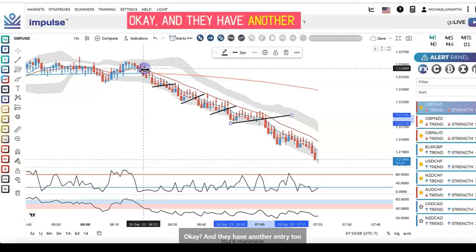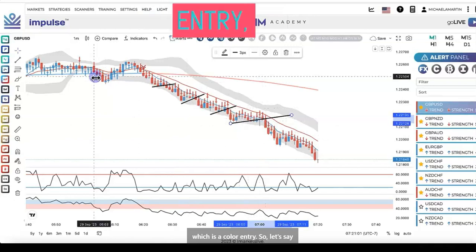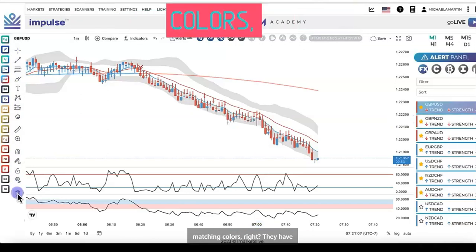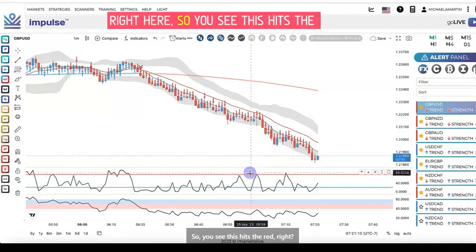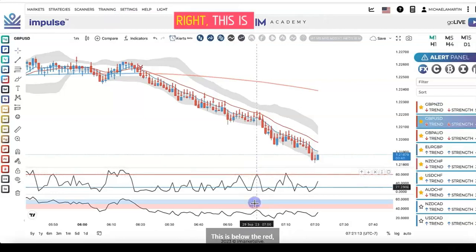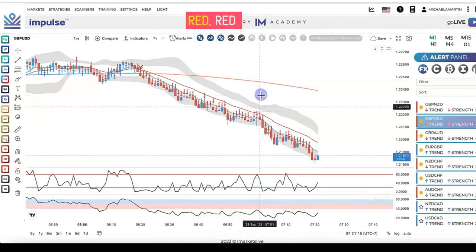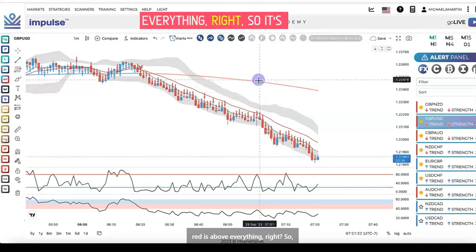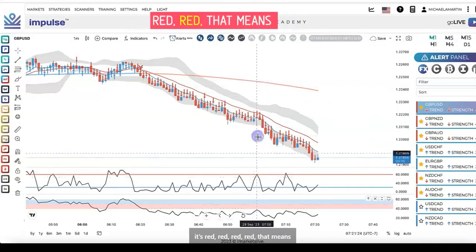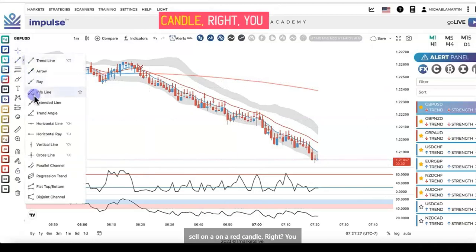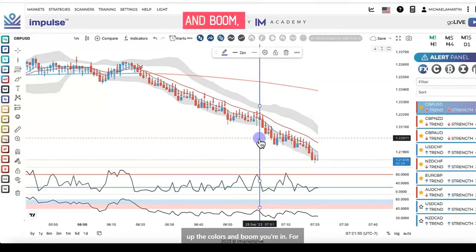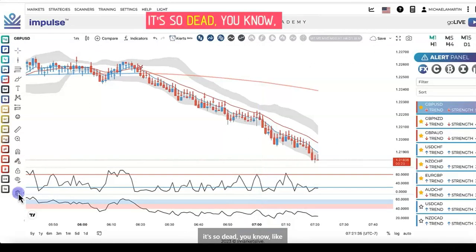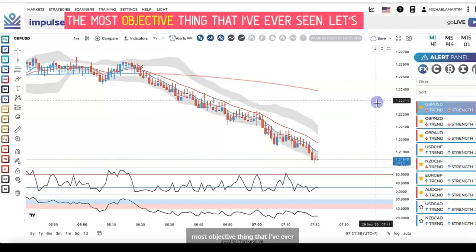Okay, and they have another entry too, which is a color entry. So let's say you don't feel comfortable drawing trends, or you just feel better matching colors. They have this color-coded entry right here. So you see this hits the red. This is below the red, red above the blue. This red is above everything. So it's red, red, red, red. That means sell on a red candle. You line up the colors, and boom, you're in for this move right here. It's so objective. It's just the most objective thing that I've ever seen.